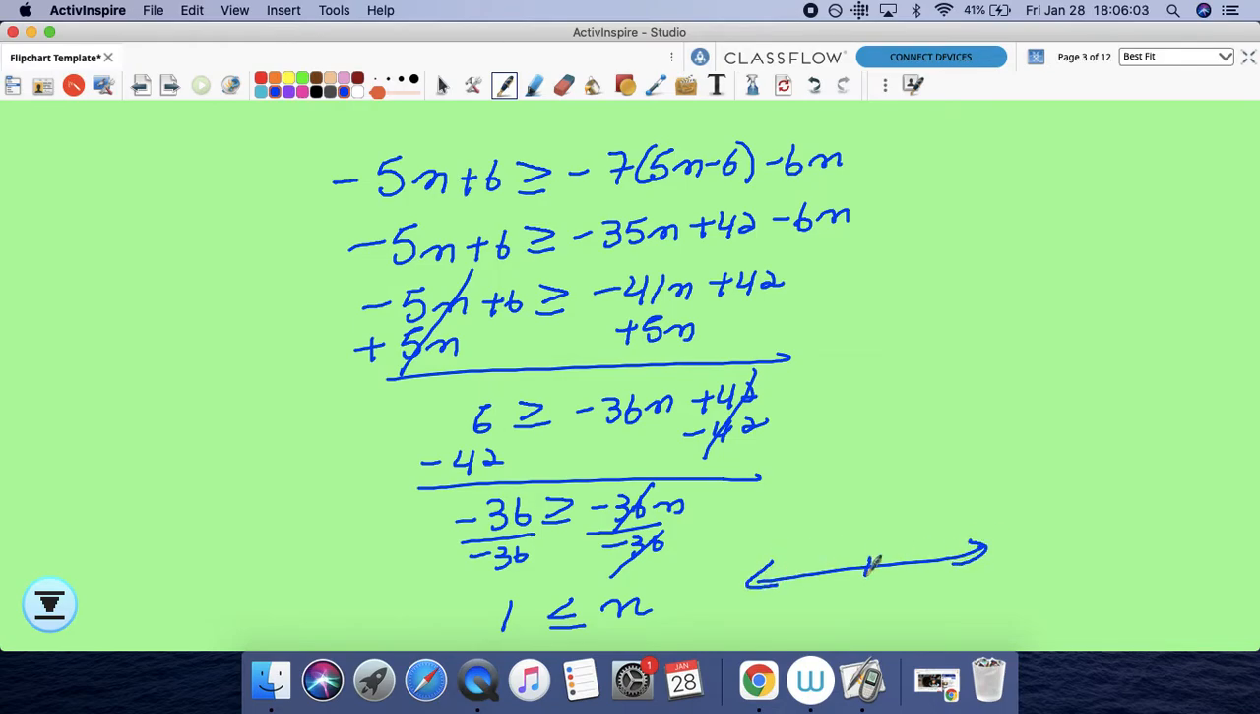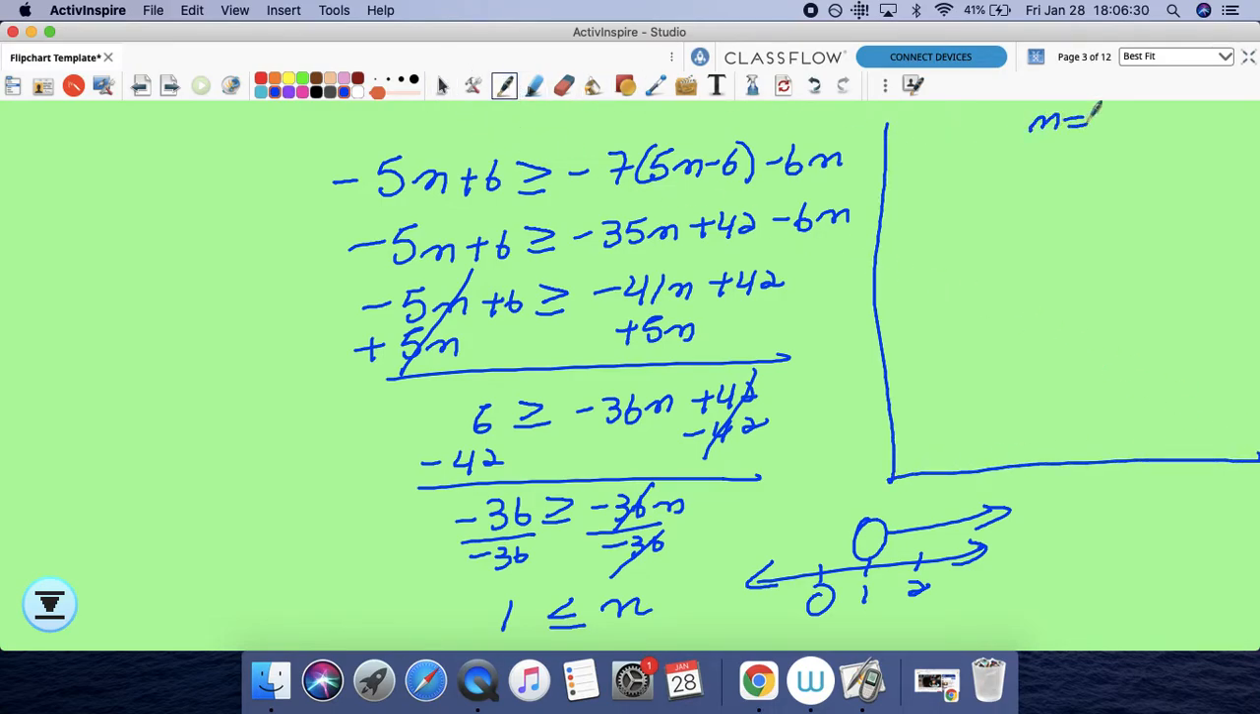Let's draw the solution on the number line. We got 1, 2, 3. Oops. 0. Shade, not shade, and 1 is less than all these numbers. Well, obviously 1 is less than every single number that way. Let's pick an easy number. Well, there is no easy number, everything. So let's pick n equals 2, positive 2, and let's just substitute.